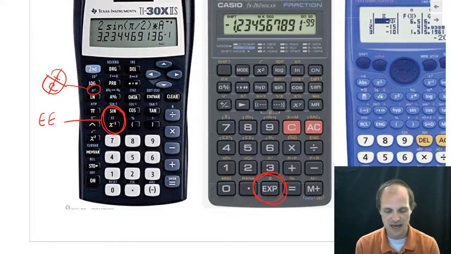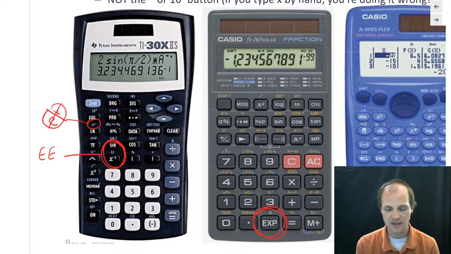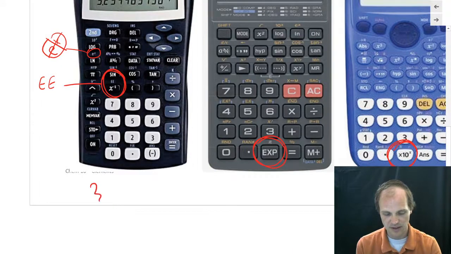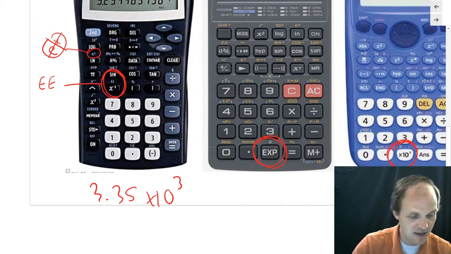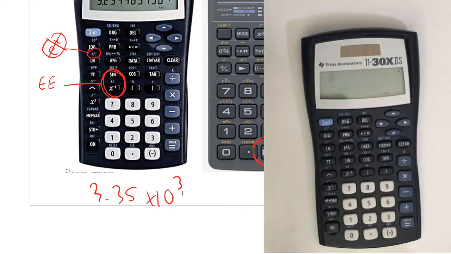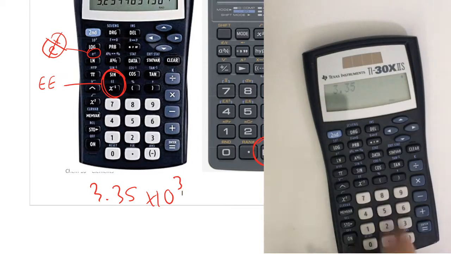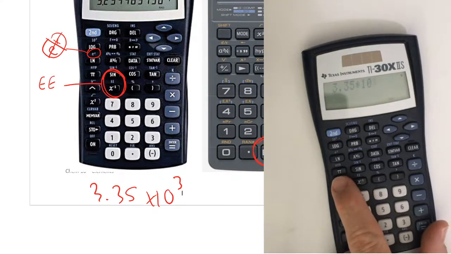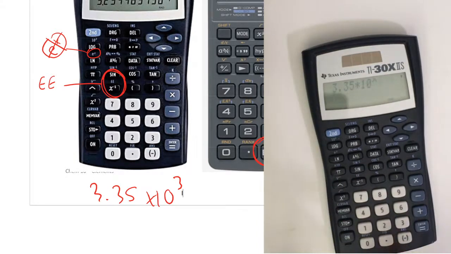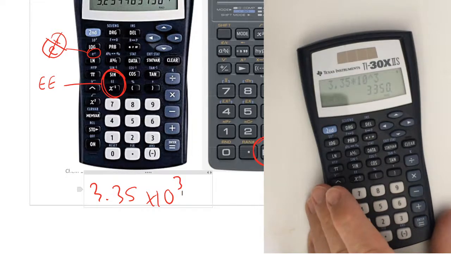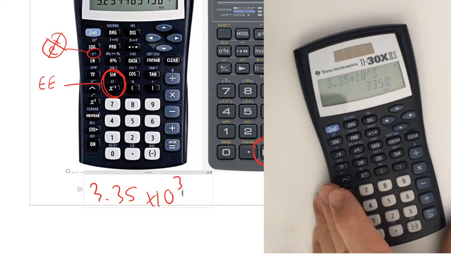But let's go back to the TI calculator over here. How are we going to use it? Well, the temptation when you see 3.35 times 10 to the third is to type it in your calculator just like that. So we go over to our calculator and we type in 3.35, and you type the times key, and you type 10, and then you figure out how to use the power key here, which is this little caret key, and you press the caret key, and you type 3, and that works great. That actually gets the answer that we want, which is 3,350. You can see it on the calculator right there.